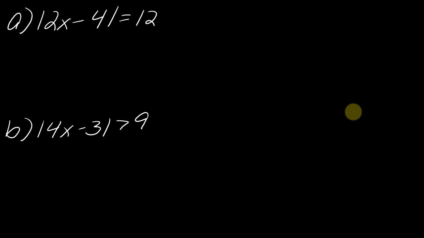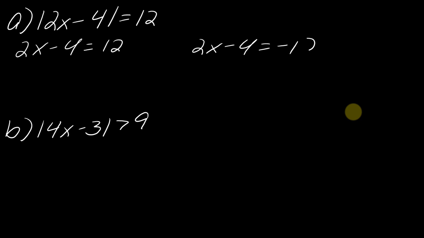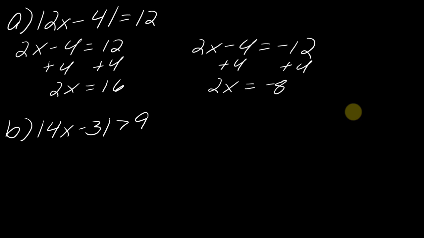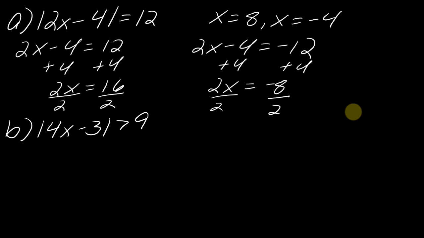So this is going to be 2x minus 4 equals 12, and 2x minus 4 equals negative 12. And from here, you just solve like usual. I'm going to add 4 to each side, and then I will have 2x equals 16 or 2x equals negative 8. So I can divide everything now by 2, and I'll write the answers up here. So this is going to be x equals 8, or x equals negative 4.